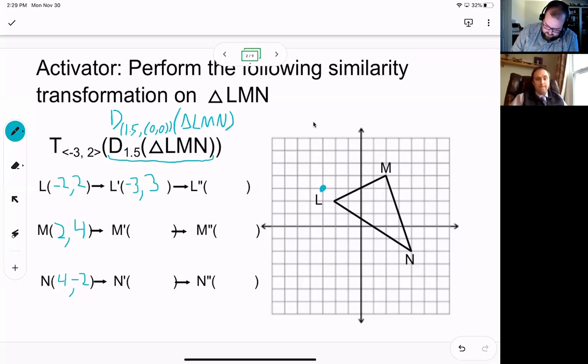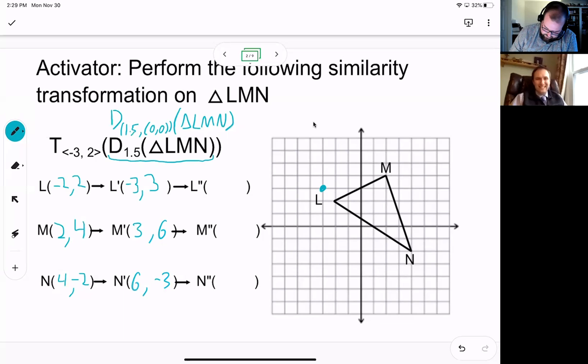I'm the best. Cool. And you multiply those by 1.5. M prime is going to be at 3, 6. And N prime is going to be at 6, -3. Let's say -1. That is not how you multiply, my friend.